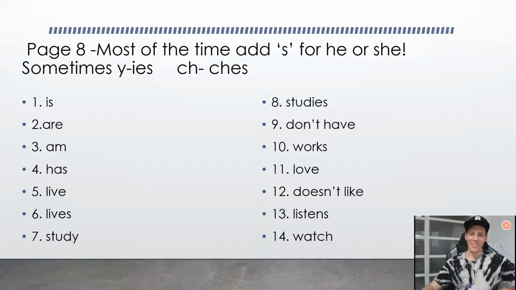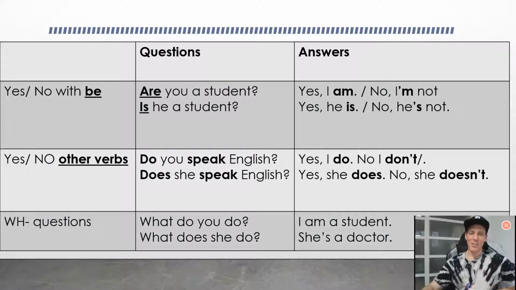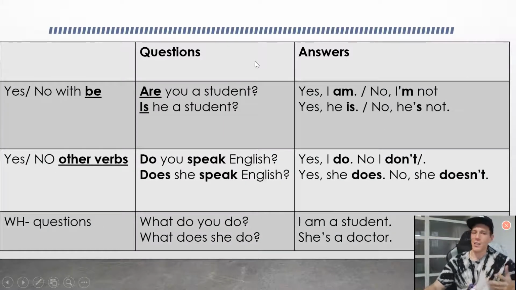Now, what I want you to do is just remember the question forms. So at the top there in A, it's got the question. So if we're using the be form to make a question, the be form is always first. So, are you a student?